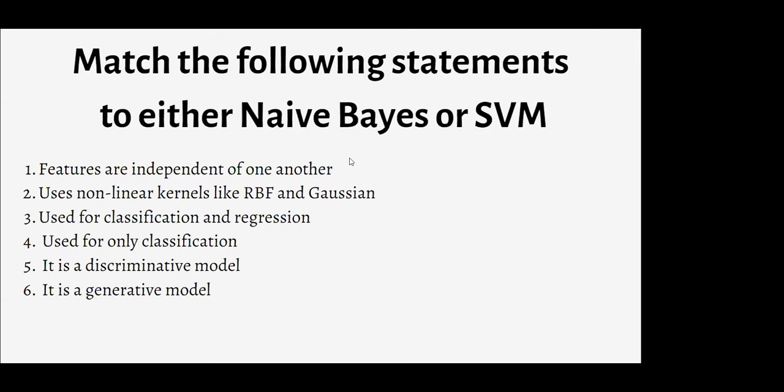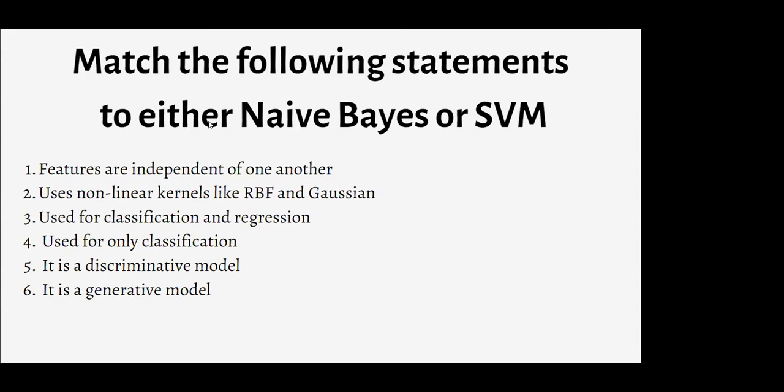The fourth question is: used only for classification. 77% of the people answered naive Bayes, which is correct. Naive Bayes is used only for classification. The fifth question is: it is a discriminative model. 69% of the people answered SVM, which is completely correct.